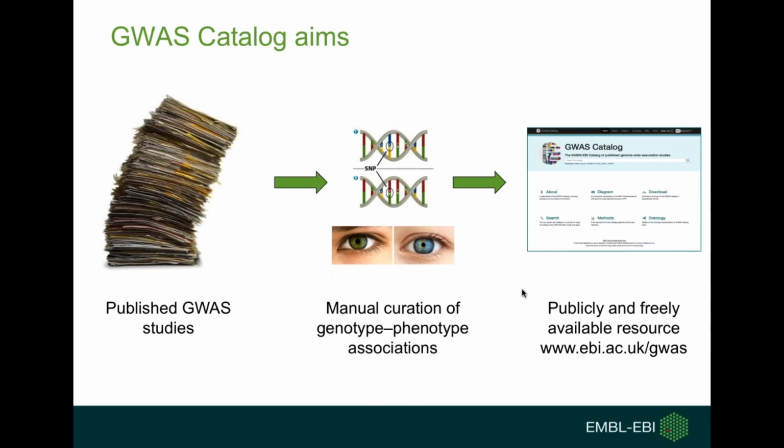The aims of the catalog are very simple. It's to extract data, GWAS data, from published genome-wide association studies through a process of manual curation, and then make that data freely and publicly accessible in a search interface or in the GWAS Catalog.